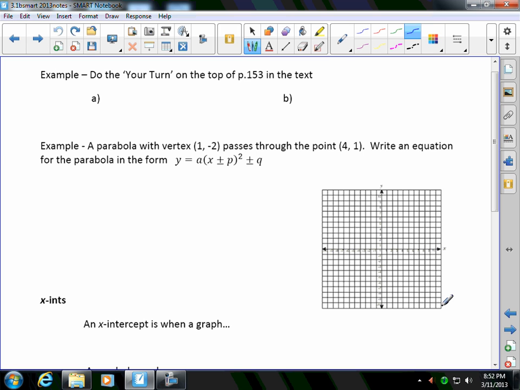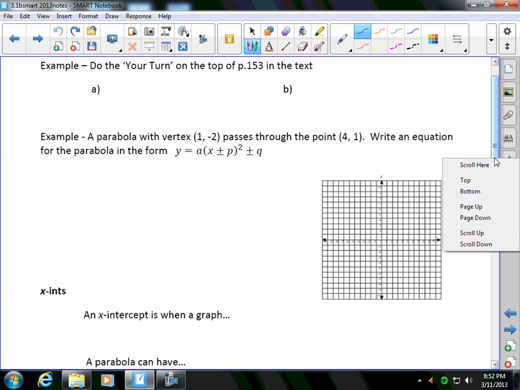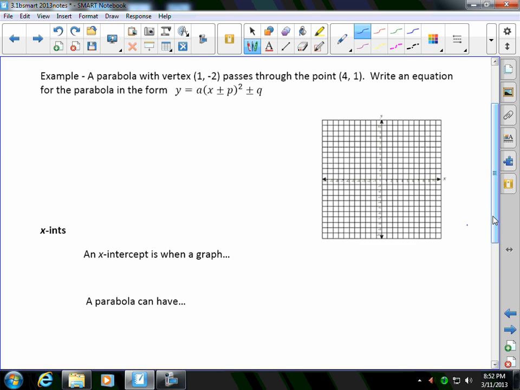Okay, so this is part 2 of our B part on the quadratic functions and graphing quadratic functions. The last part that you did last day was on how to draw a graph from an equation, and now we're going to look at how we can get an equation, either from looking at a graph or from given points. So we'll come back to the your turn after. We're going to start here on the example.